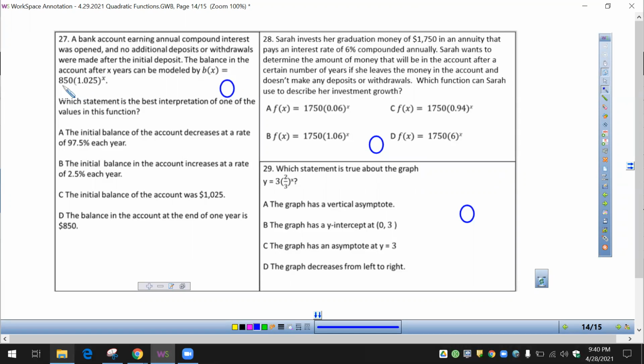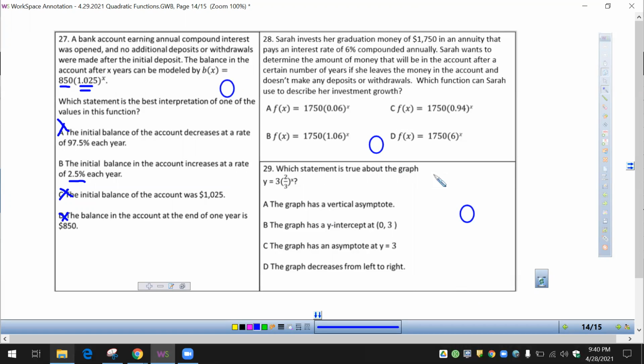All right, so here, the 850 is your initial value, and this is how much it grows by. So it goes up by 2.5%. All right, and it starts at 850. The initial balance is 850. So no, we know the initial balance is not 97.5. We just said it grows by 2.5, so it's probably that one. That's not the initial balance. And then that's not true either, because that's how much you start off with, all right?